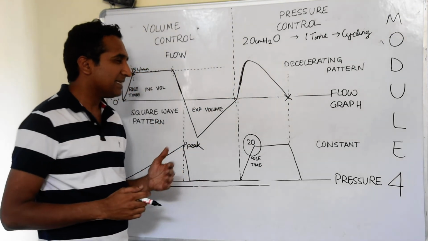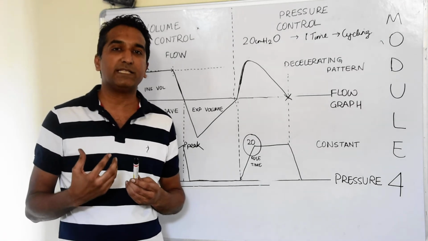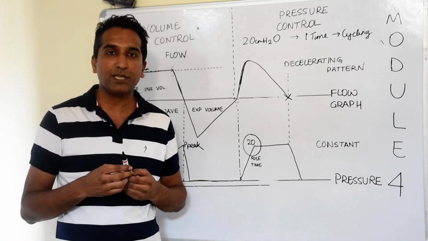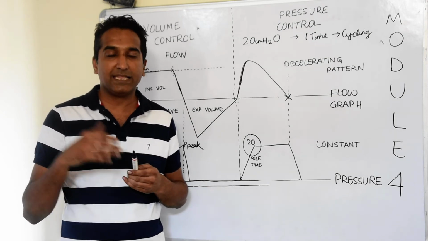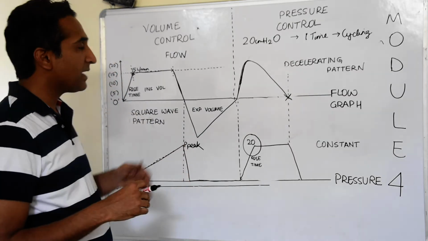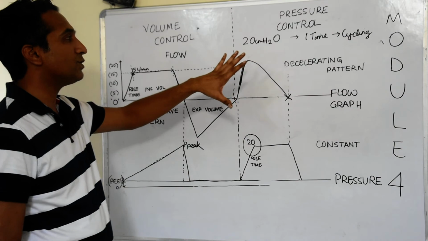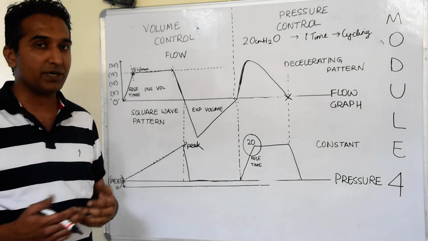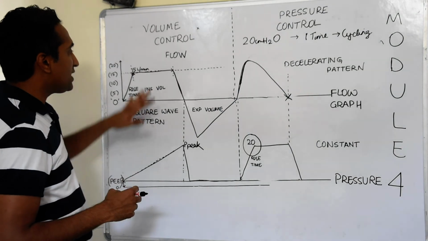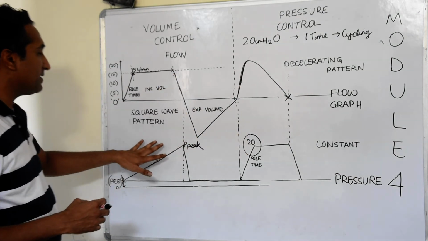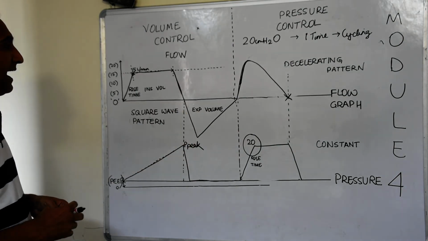And sometimes this is supposed to be beneficial because normally we have a pattern of decelerating breathing. Whenever we start inspiration, we create a tremendous amount of flow initially, and then the flow falls down and goes into expiration. So maybe the flow pattern of a pressure control breath mimics more that of a flow pattern in normal breathing. Just by looking at the graph on the ventilator, we know which mode the patient is on.